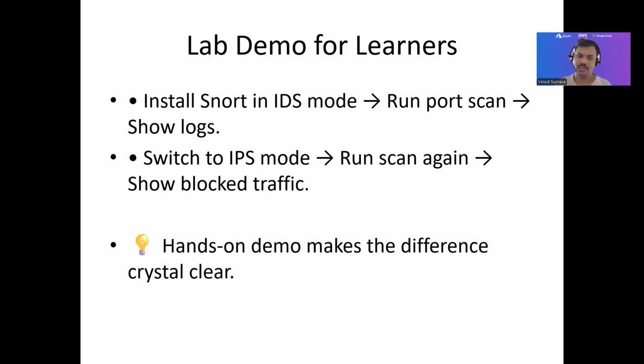In short, I have put steps here to install Snort in IDS mode and run port scanning, and then show logs, which will show you how it is working, how it is scanning the ports, and what is happening there. And then switch to IPS mode, run the scan again, and show blocked traffic. So it's going to show that as well on the device.